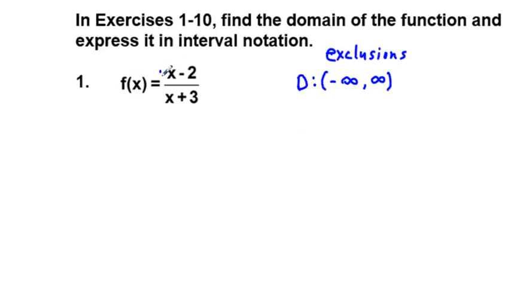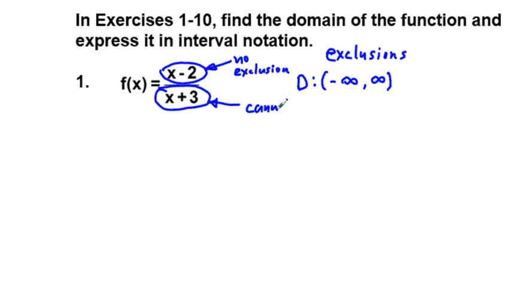And so the numerator, we have this x minus 2, which is a polynomial function, and there is no exclusion based on what's in the numerator here. However, in the denominator, often if there's a variable in the denominator, here we know we cannot, what in math or in algebra? We cannot divide by 0.